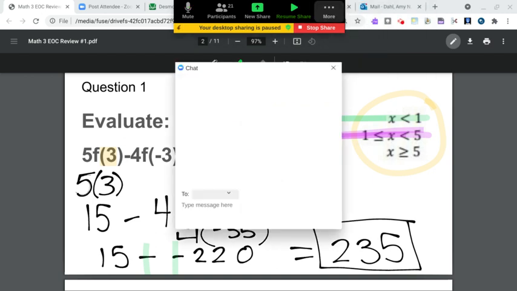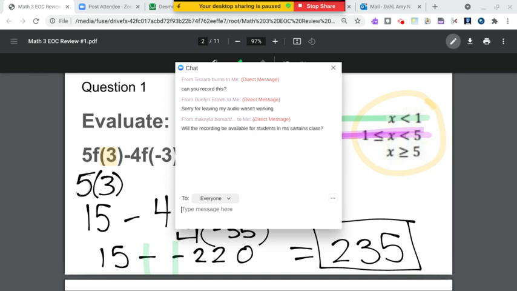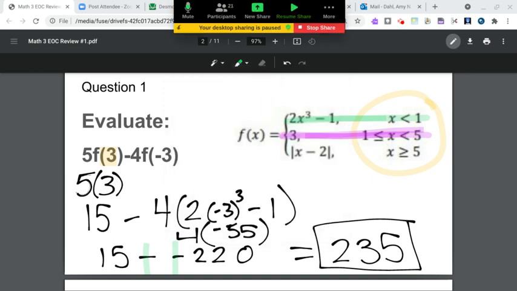Do you have any snacks? Yes. You do? No, shh, be quiet. Yes, I'll give it to Miss Sartain as well.